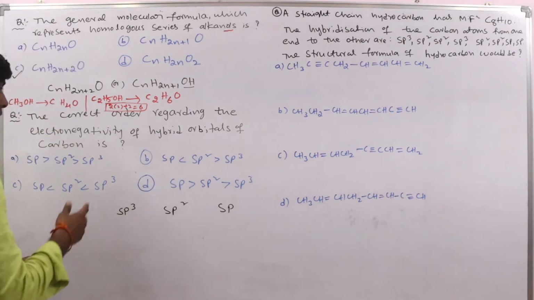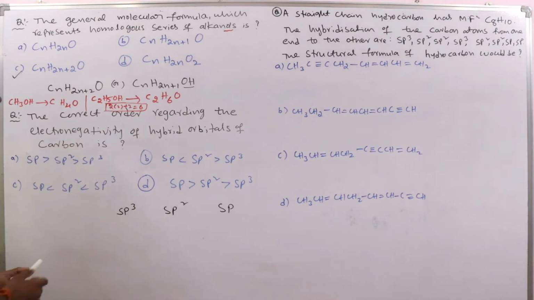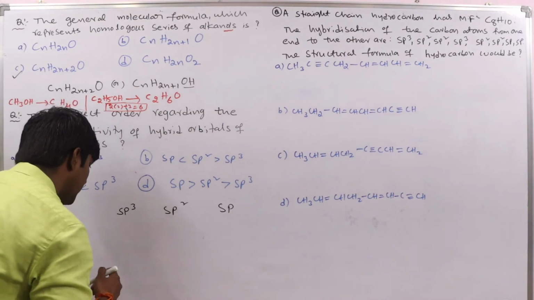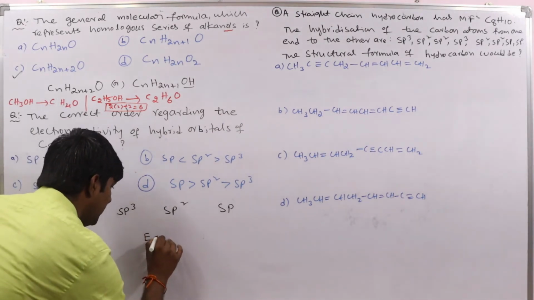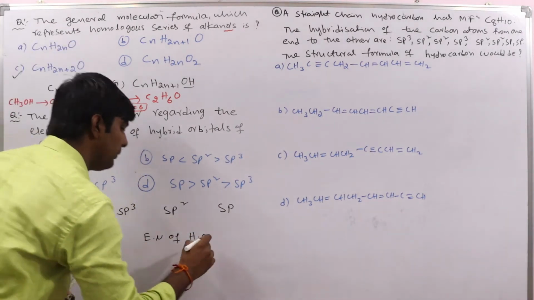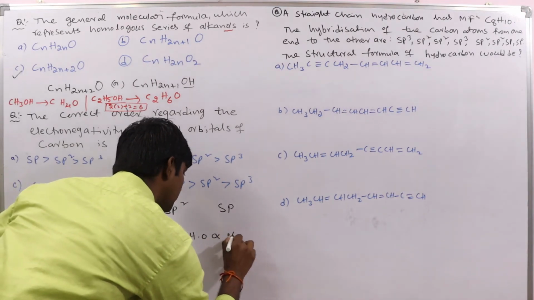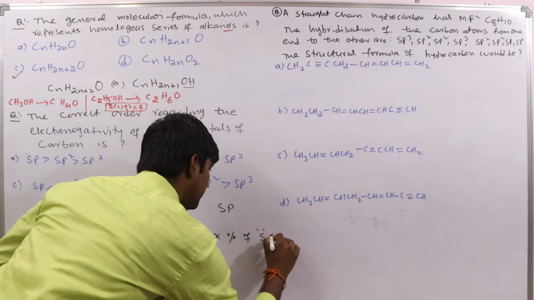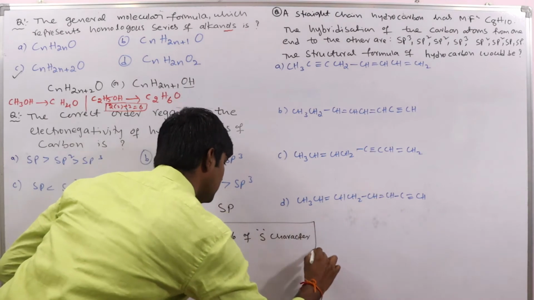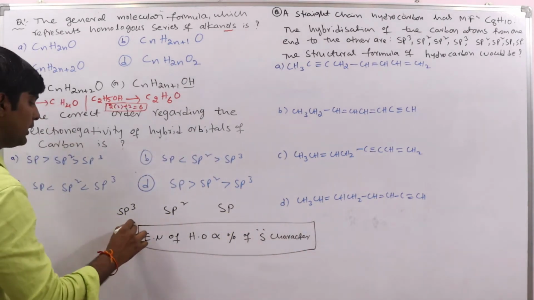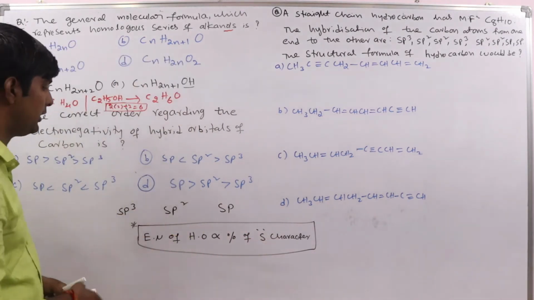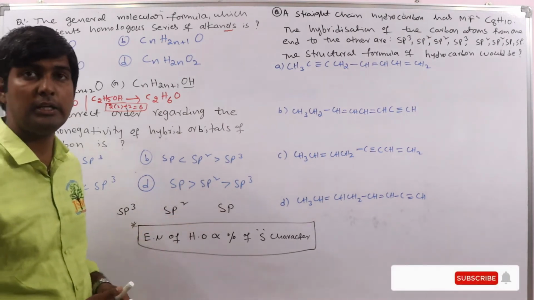The question asked is about electronegativity order. Here we have an important relation: the electronegativity of hybrid orbitals is directly proportional to the percentage of S character in that hybrid orbital. Very important relation, this one. So the more S percentage is present in the hybrid orbital, the higher the electronegativity of that hybrid orbital.